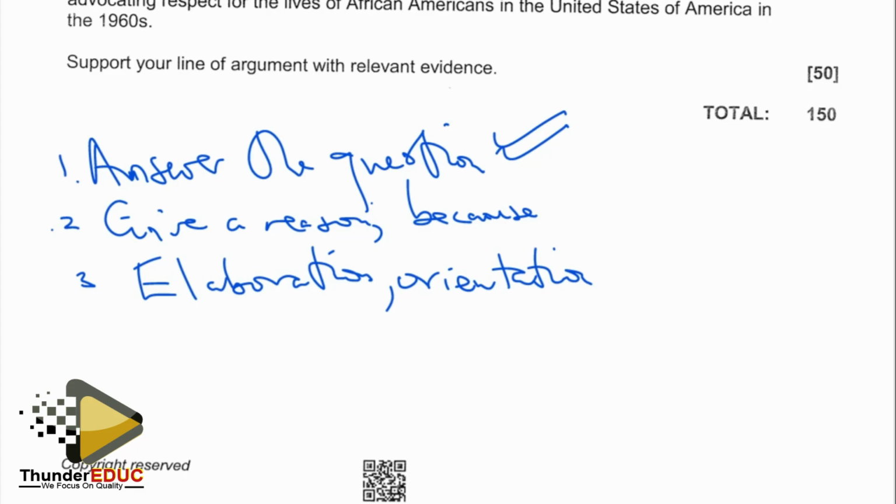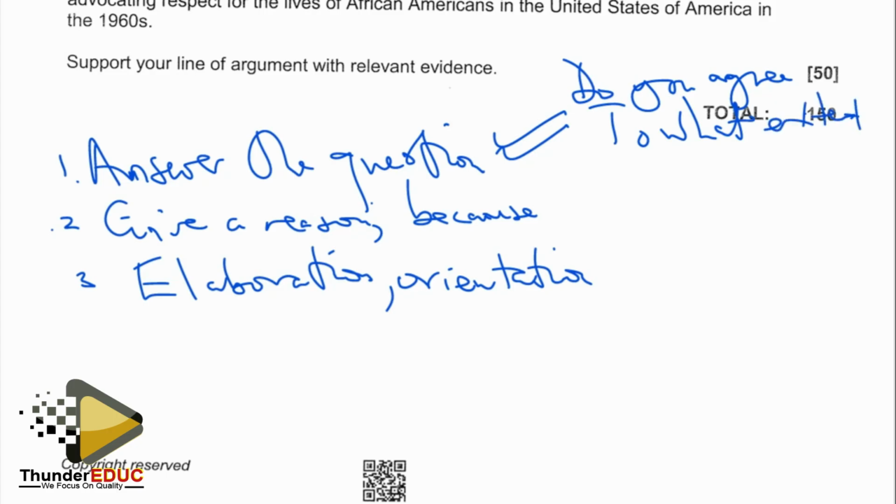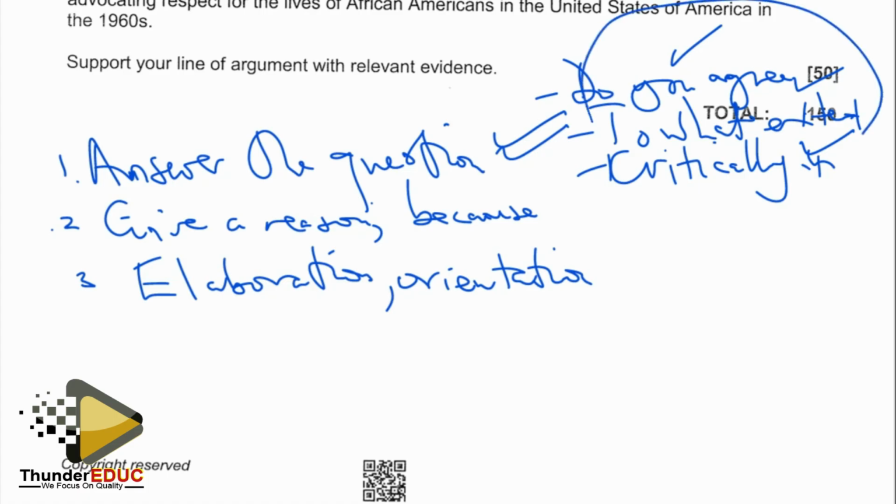Answer the question. We have 3 sets of questions that are used. We have, do you agree? Like the one that you have. We have a question which says, to what extent? And we have a question which says, critically discuss. These are the 3 questions that you find. You need to answer the question first. Show whether you are agreeing or disagreeing. Show the extent and show whether you are approving or disapproving the statement with both positive and negative statements or evidence. You are answering the question.